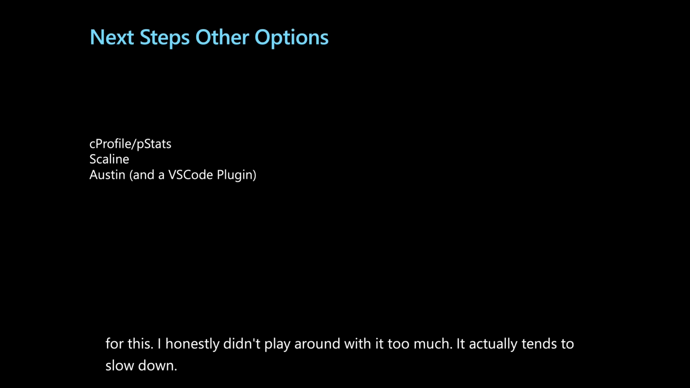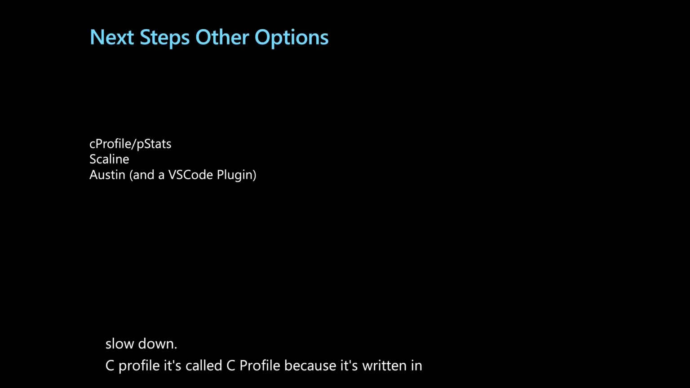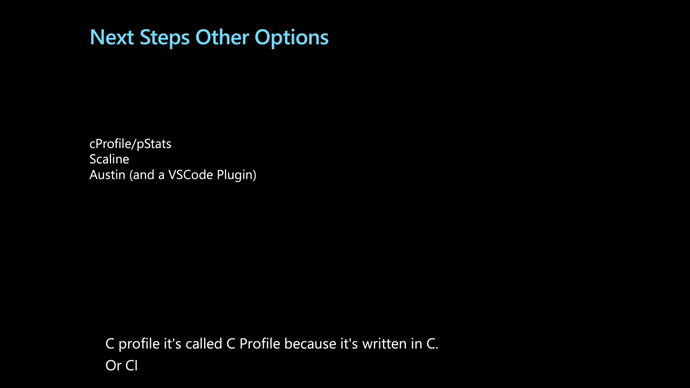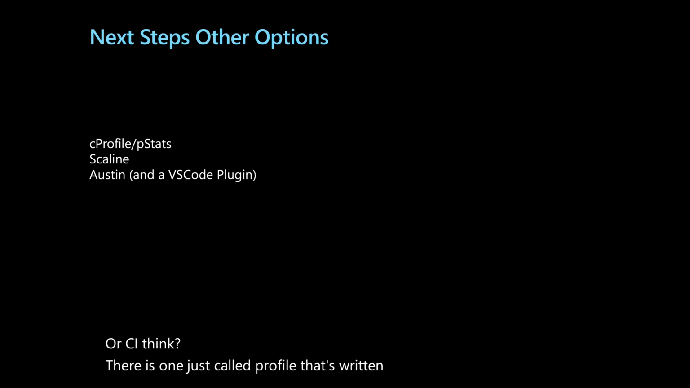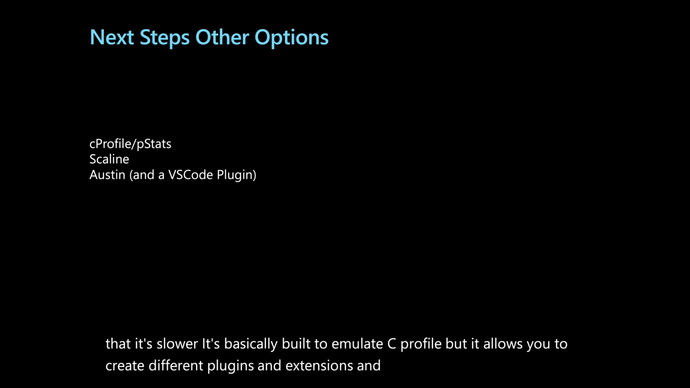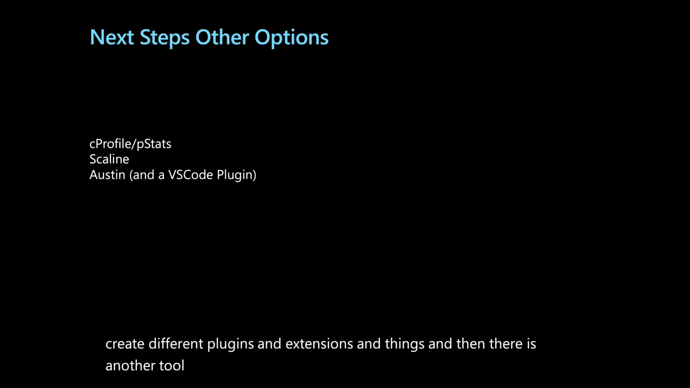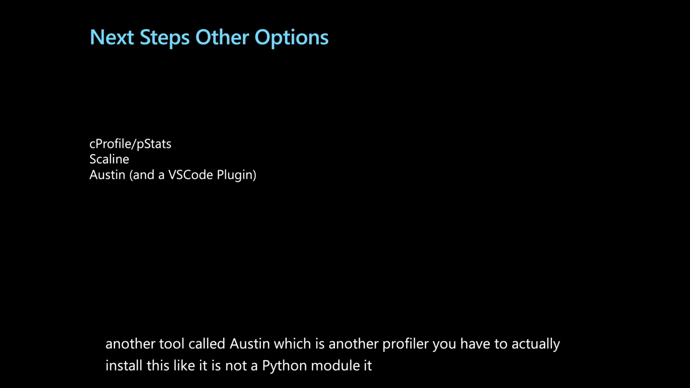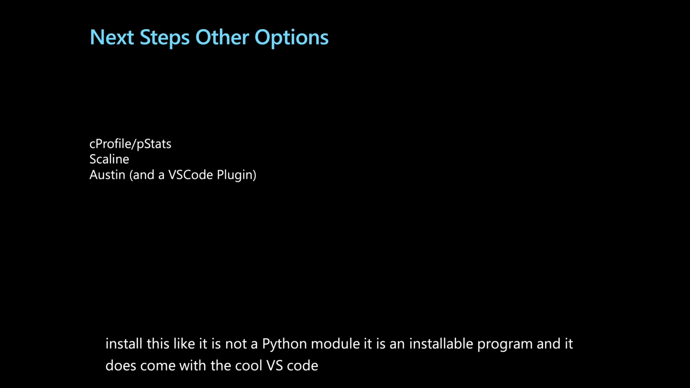It's called cProfile because it's written in C, or C++, I think. There is one just called profile that's written in all Python. I've been told that it's slower. It's basically built to emulate cProfile, but allows you to create different plugins and extensions. And then there is another tool called Austin, which is another profiler. You have to actually install this. It is not a Python module, it is an installable program. And it does come with the cool VS Code plugin, so shout out for that.